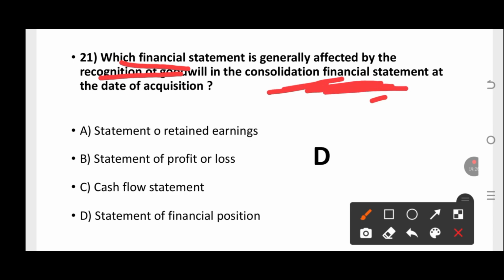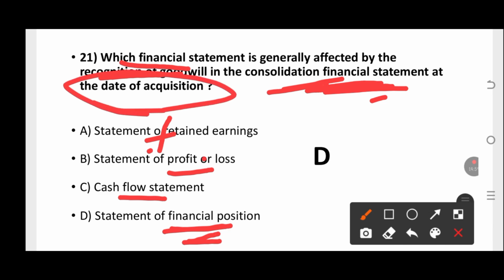A, statement of retained earnings. B, statement of profit or loss. C, cash flow statement. D, statement of financial position. What does it say? Which statement is generally affected by recognition of goodwill in the consolidated financial statements at the date of acquisition?